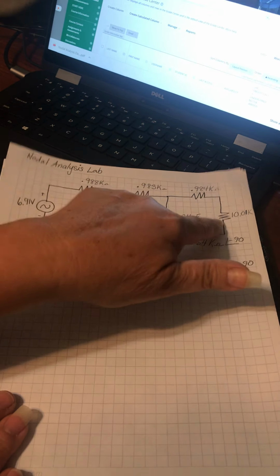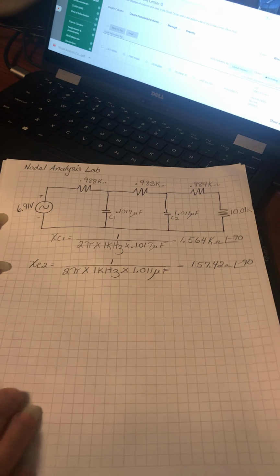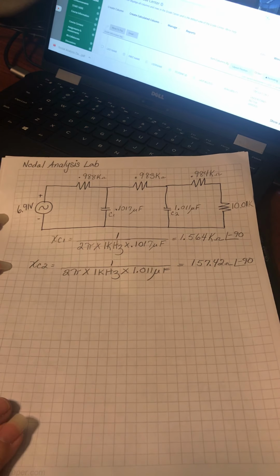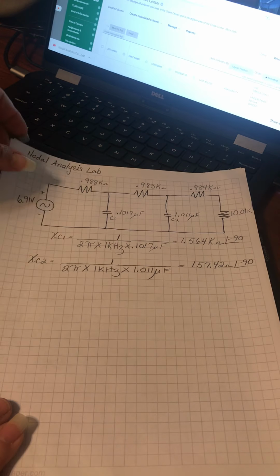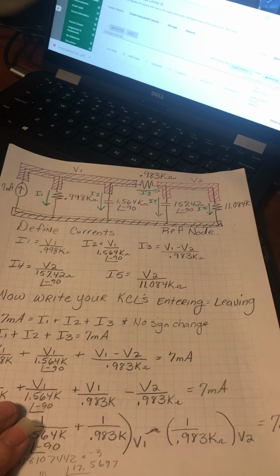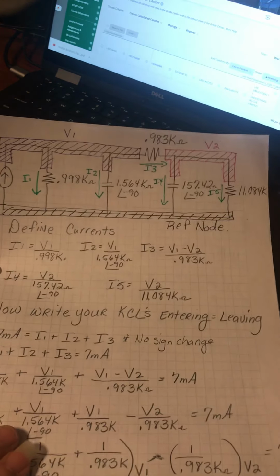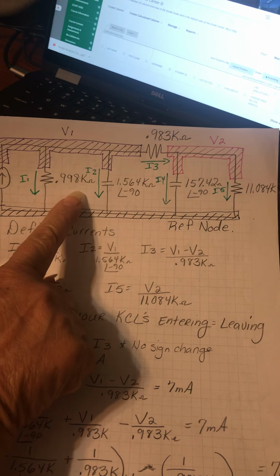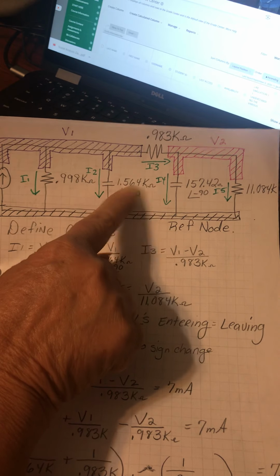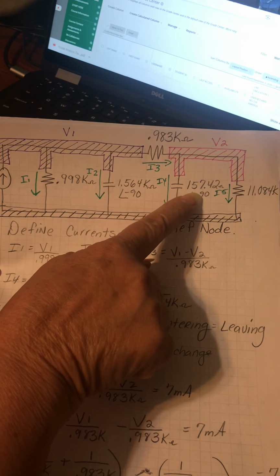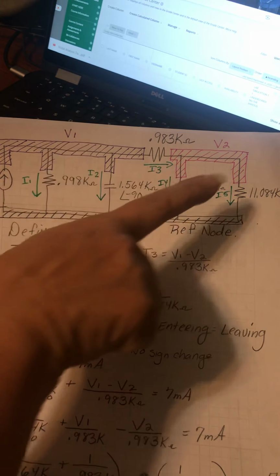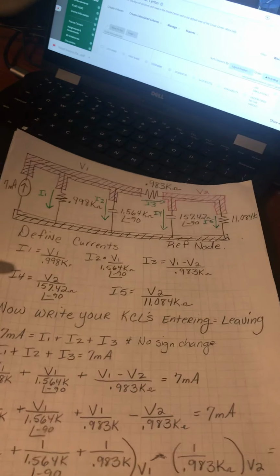Because these two are in series, they will share the same current. You cannot have a node here. So I actually combined those two values so I can do my computation. When I did that, I got 7 milliamps in parallel with the 0.998K ohms. I got my XC1, XC2. I put these two resistors together. So now we have a V1 and a V2, okay?